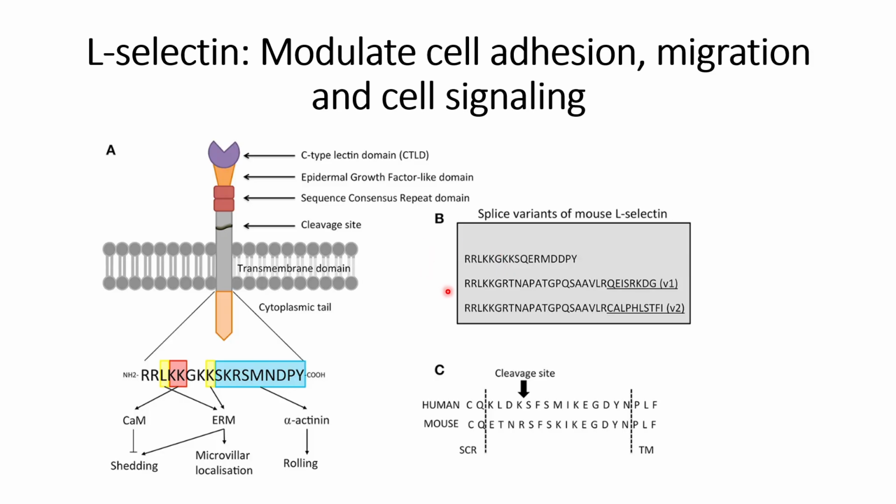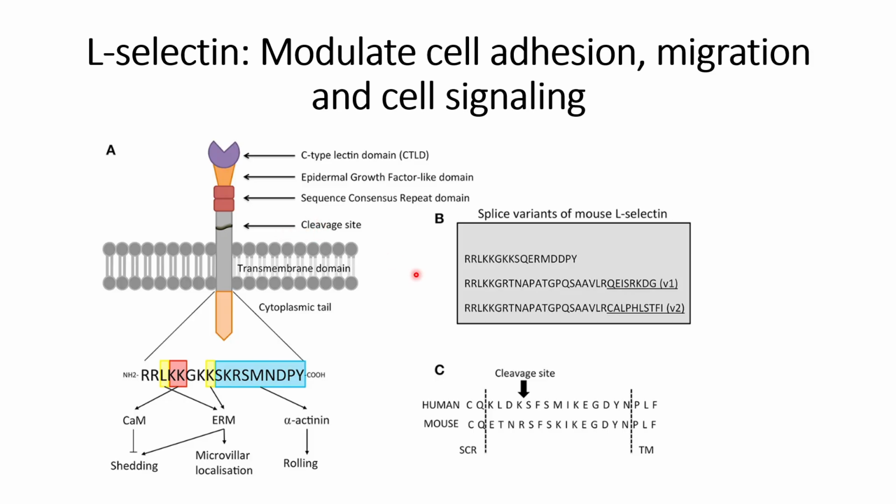Apart from that, two different splice variants are found in mouse L-selectin, and the sequence that is unique to each variant is underlined, as shown here. The amino acid sequence QEISRKDG is specific to variant 1, and CAL PHL STF1 is specific to variant 2. So these are some of the differences between mouse and human L-selectin, and this needs to be kept in mind while designing in vivo studies.